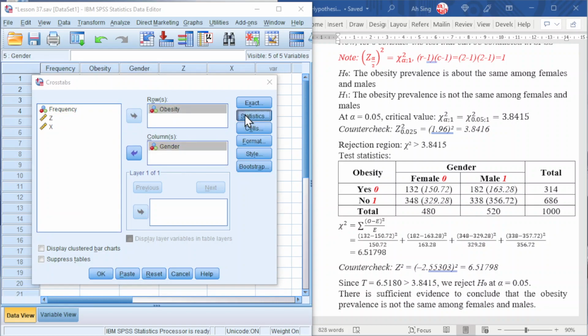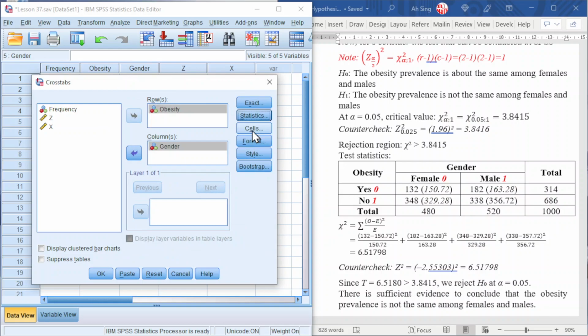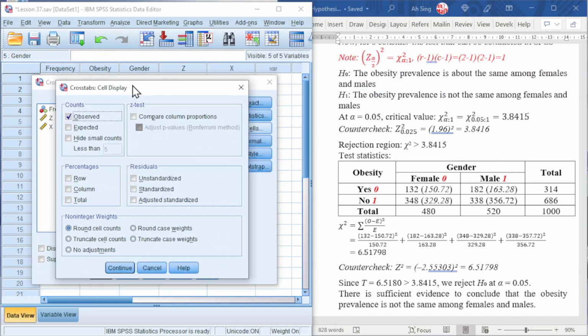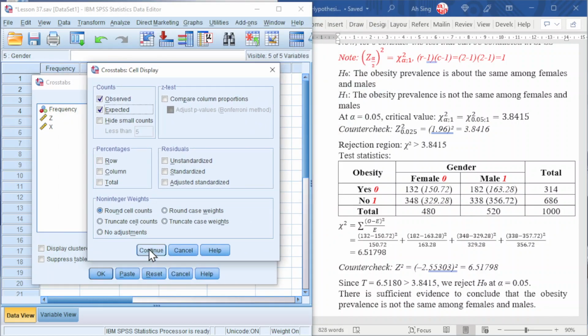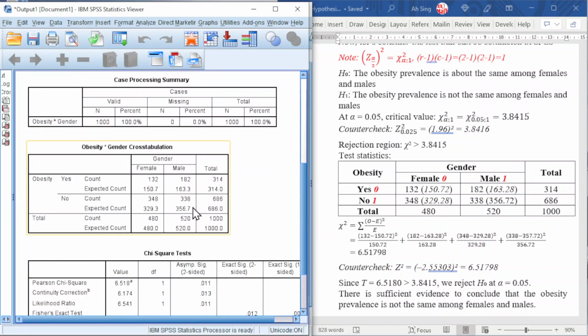Go to statistics and check chi-square, the chi-square test. Click on continue, go to cells and check for expected value. Click on continue and click on OK, and we should obtain the result that we want.